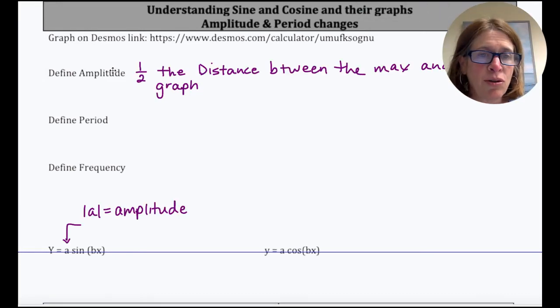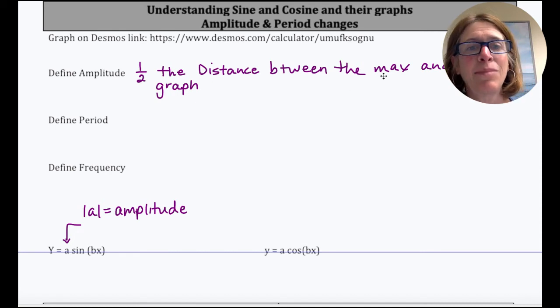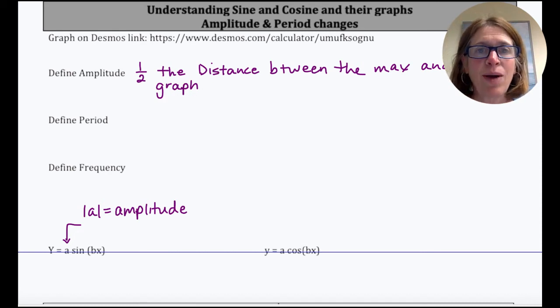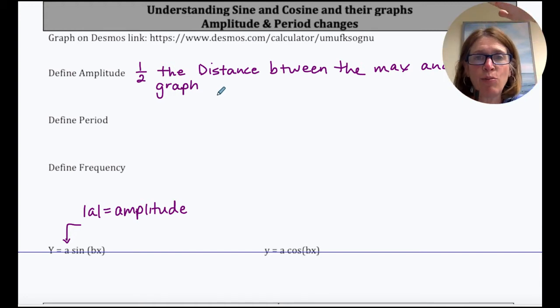So the amplitude, as we said yesterday, is half the distance between the max and min on the graph. So half the distance between the max and the min. You're going to be looking for that high point of the sine and cosine graph and that low point, and you're going to take half the distance between them.